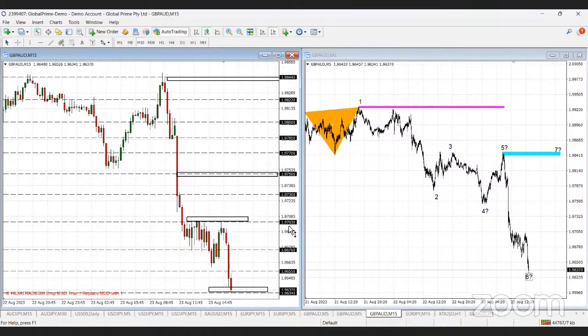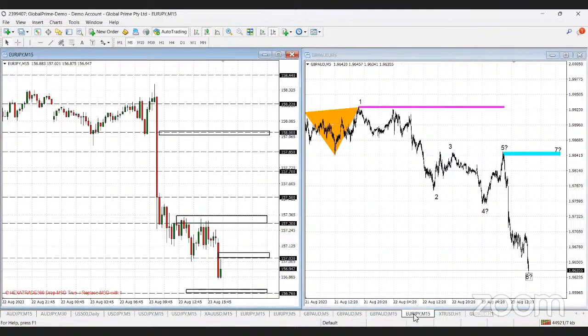I'm looking at pound Aussie right now, and we just tapped that 96.34 level. Let's see what happens. Euro yen still holding up here.